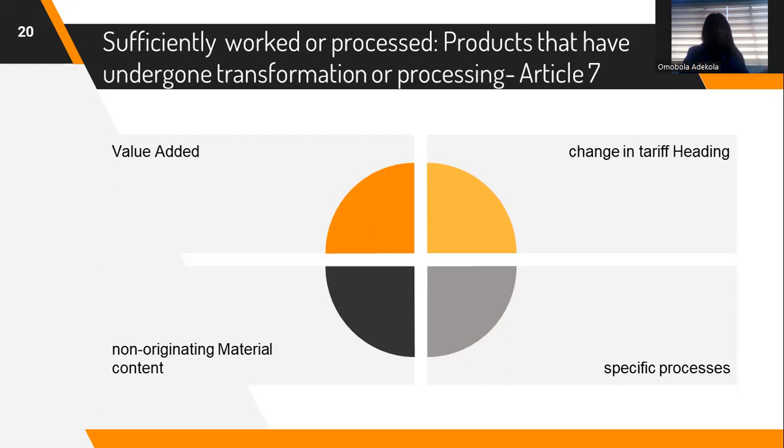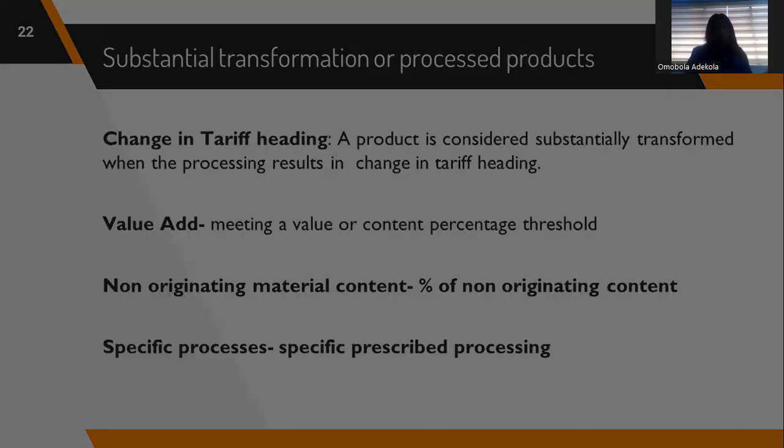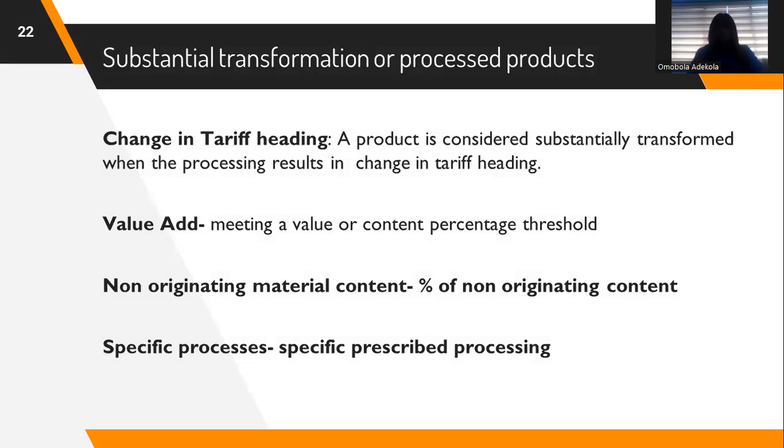Okay, how do we define sufficient transformation? So this is change in tariff. A product is considered substantially transformed when processing results in a change in tariff heading. There are tariff headings used in international trade called the HS code, Harmonized System. Let's say a live animal is, just as an example, HS A. Then when the processed products from that live animal change, the heading now changes to HS C.